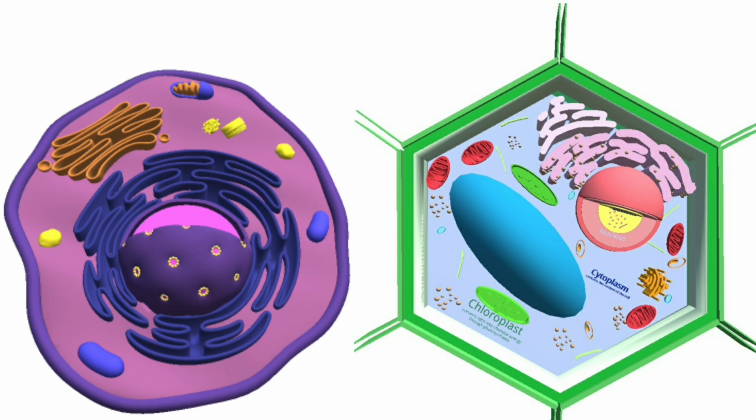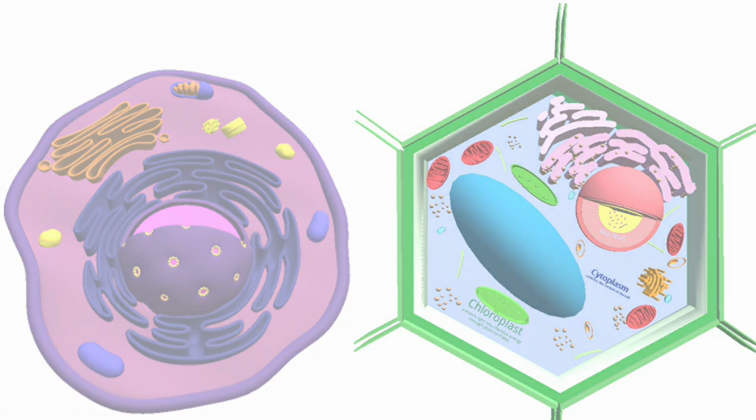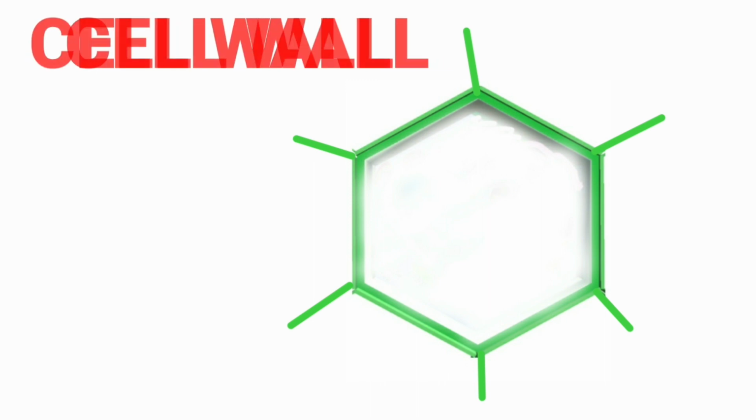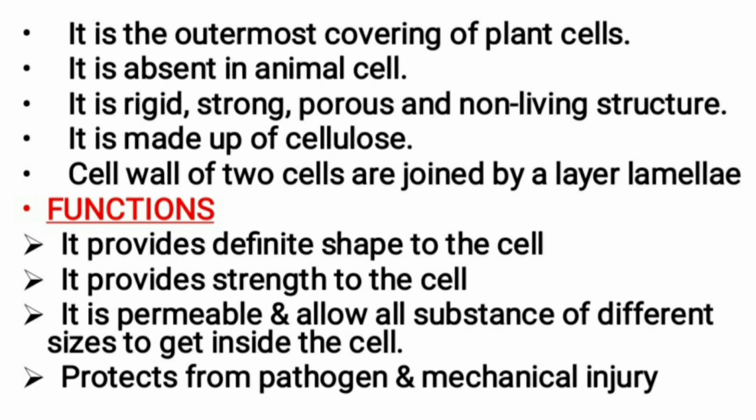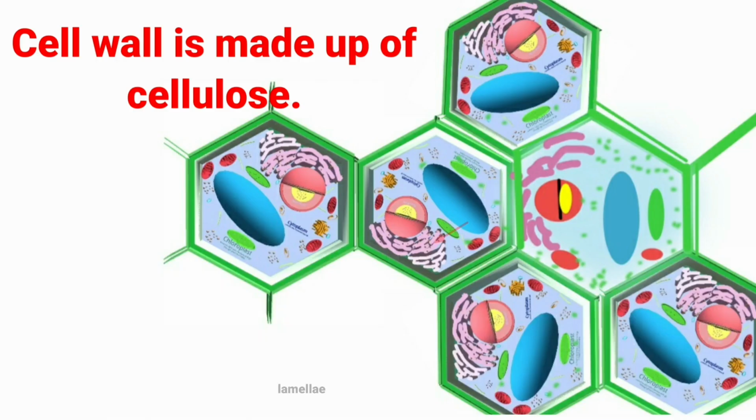I would like to introduce an important part of a cell as the cell wall. It is the outermost covering of plant cells. It is also present in fungi, protists, and some eukaryotes. It is absent in animal cells. Cell wall is rigid, strong, porous, and a non-living structure. It is made up of a hard substance called cellulose. Cell walls of two cells are joined by a cementing layer called lamellae.